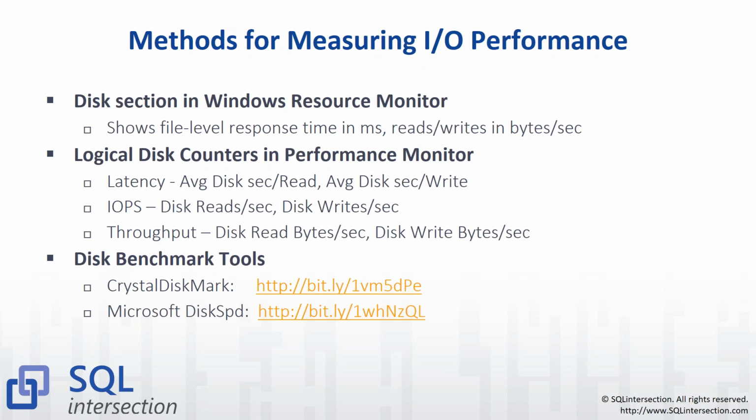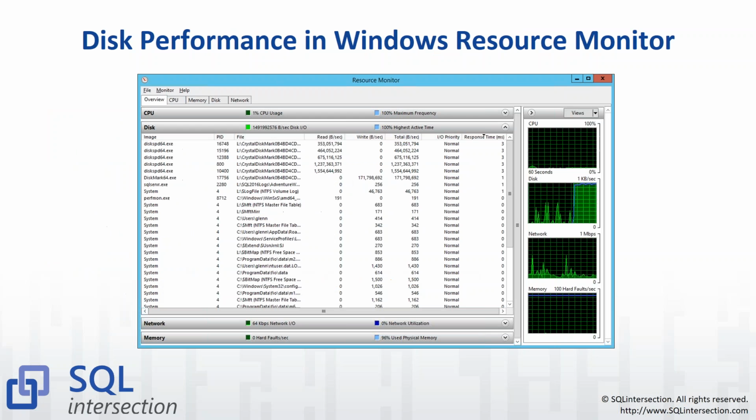You can also, again, look at the logical disk counters in perfmon to get latency, IOPS, and throughput with these different counters. And then there are synthetic disk benchmark tools. The first one that I'm going to show you tonight is CrystalDiskMark. And then you can also run Microsoft DiskSpd, which is a little bit more involved, and it's driven by the command line or by PowerShell. CrystalDiskMark actually uses DiskSpd under the covers, but it has a nice, pretty GUI that's really quick and easy to use.